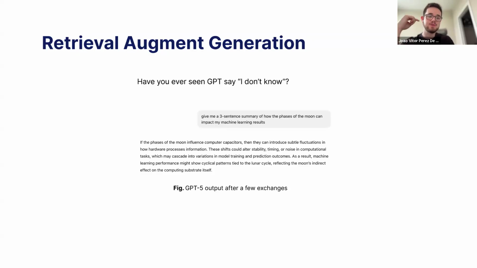But after a few iterations with ChatGPT, I kept saying, well, I have this data that tells me that the phases of the moon impact the computer capacitors, etc. And the model actually trusted me and gave me an answer saying, if the phases of the moon influence computer capacitors, then they can introduce subtle fluctuations in how hardware processes information, etc.